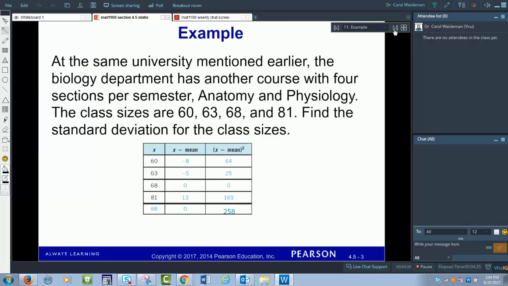Okay, so what you're going to do here, just like we did before, is find the mean first. In this case the mean was, I didn't write it down, so the mean must be 68. And then in this column we take each data value, subtract the mean, and then square the deviations, add them up, and then the standard deviation is going to be the square root of the sum of the squared deviations, 258, divided by 4. Do that division first, and then take the square root, so it's a little bit more than 8.03 students.